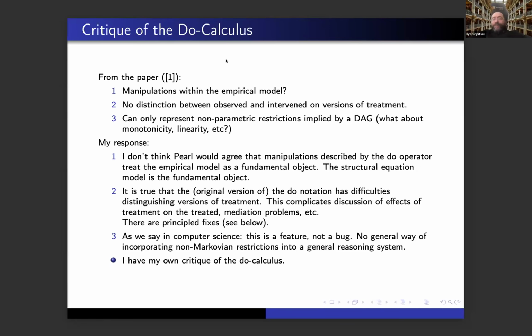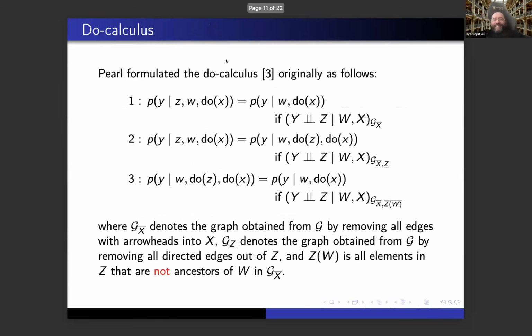I have my own critiques of the do calculus I thought I should mention, since we're on the subject. This is the do calculus for folks who are not familiar. This is in the paper also. I'm not going to describe it. It's just rules that allow you to manipulate do's and conditioning based on path separation relations in certain manipulated or mutilated graphs.